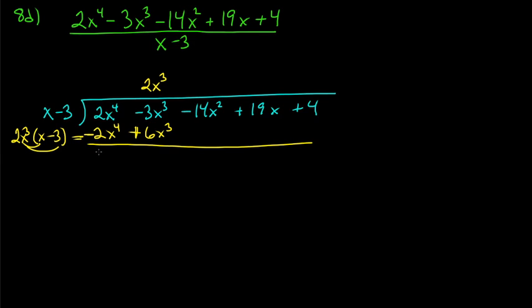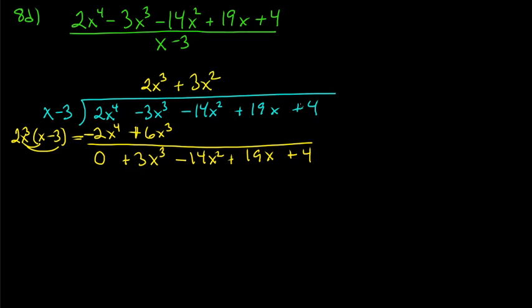2 plus negative 2 is 0. You should always get 0 for the first term. Negative 3 plus 6 is positive 3, right? So positive 3x cubed. And then the other terms just come down, right? Negative 14x squared plus 0 is negative 14x squared plus 19x plus 4. All right, so now we go on to the second round where we take the 3x cubed and divide by x, and that's just 3x squared.